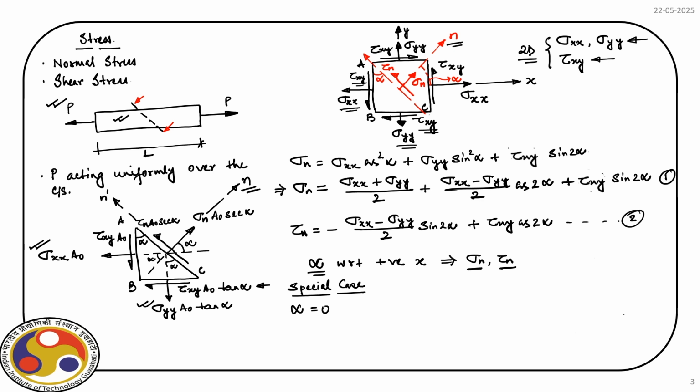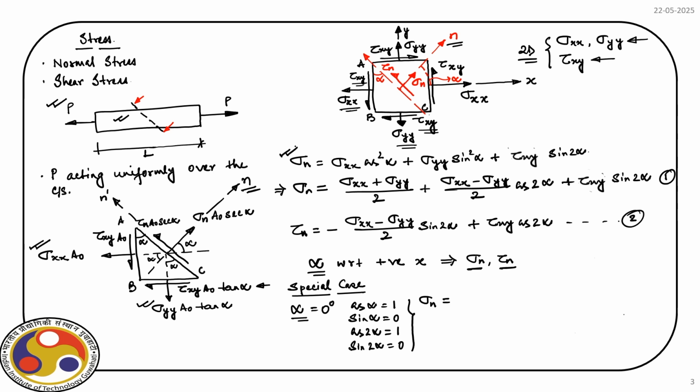alpha is equal to 0 degree. So, if alpha equal to 0, obviously cos alpha is equal to 1, sin alpha is 0, cos 2 alpha is again 1 and sin 2 alpha is equal to 0. So, for this case, what is the value of sigma n? We simply put the value of alpha in equation 1. So, what we have if we consider this expression.